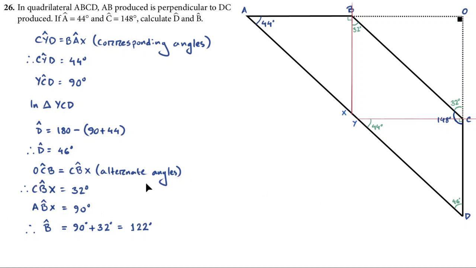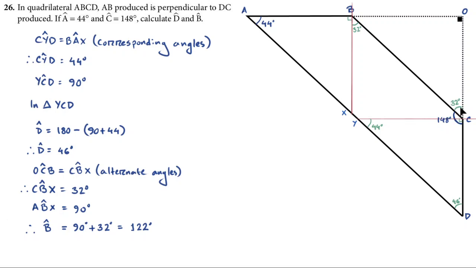So now moving on to the next value that we need to find, which is the value for angle B. We can see that angle OCB is equal to CBX. OCB is equal to CBX because they are alternate angles. If this is 32, this will also be 32.